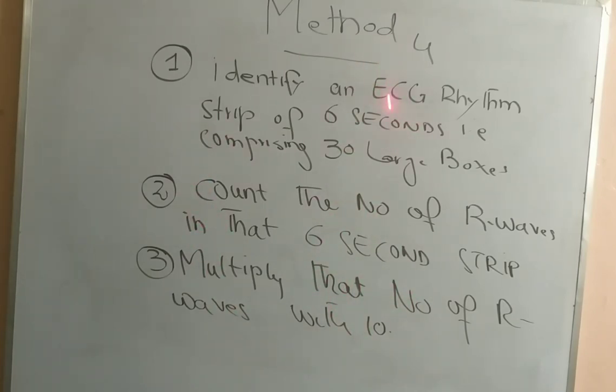This is the final and the last method of calculating the heart rate from the ECG strip, and it is very useful especially in cases of atrial fibrillation and in cases of complete heart block, because in these two conditions the first three methods fail to correctly identify the heart rate. So this actually completes 4 methods of calculation of the heart rate using ECG paper.